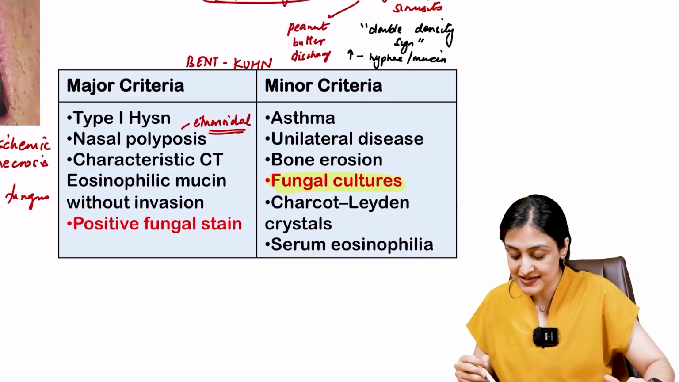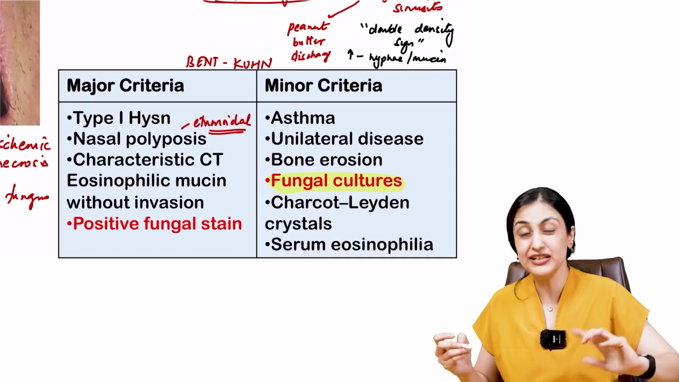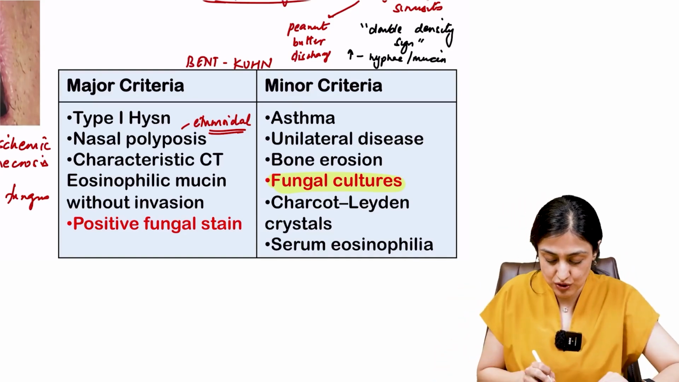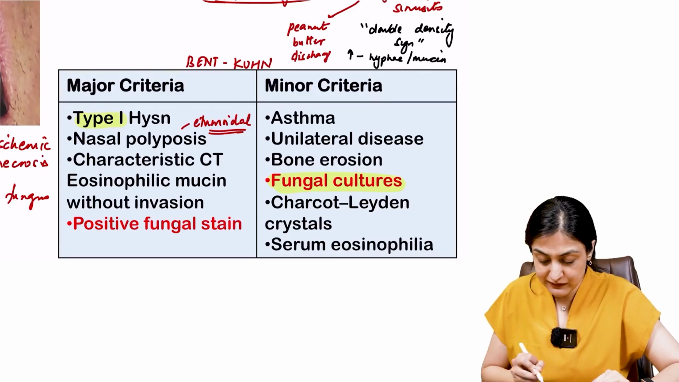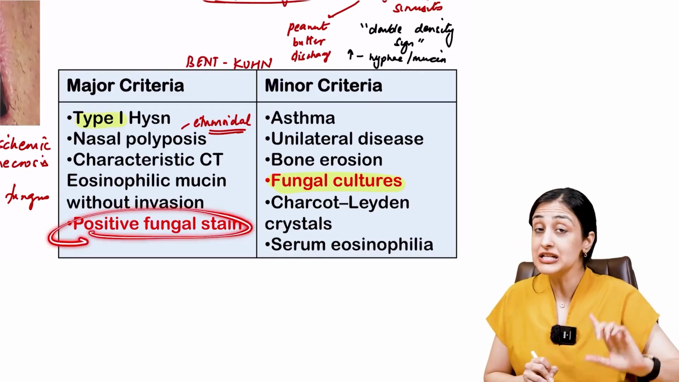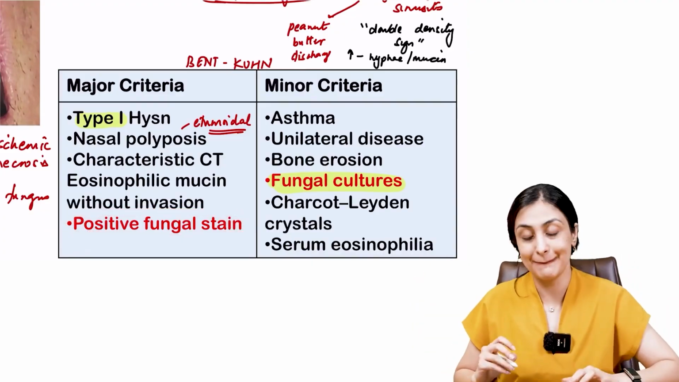Other minor points like asthma, unilateral erosion, Charcot-Leyden crystals, and eosinophilia, right? So just see the major ones. Type 1, nasal polyp. Even if you don't want to, see the red ones. Fungal stain is major, culture is minor.